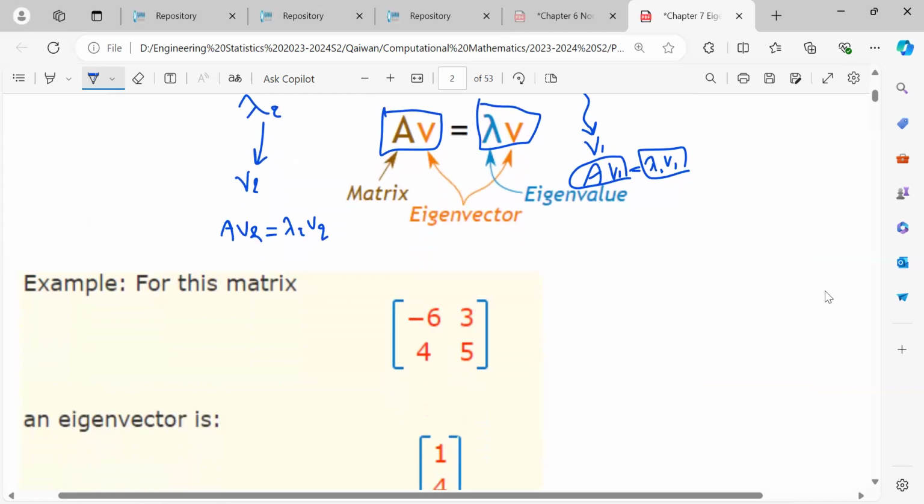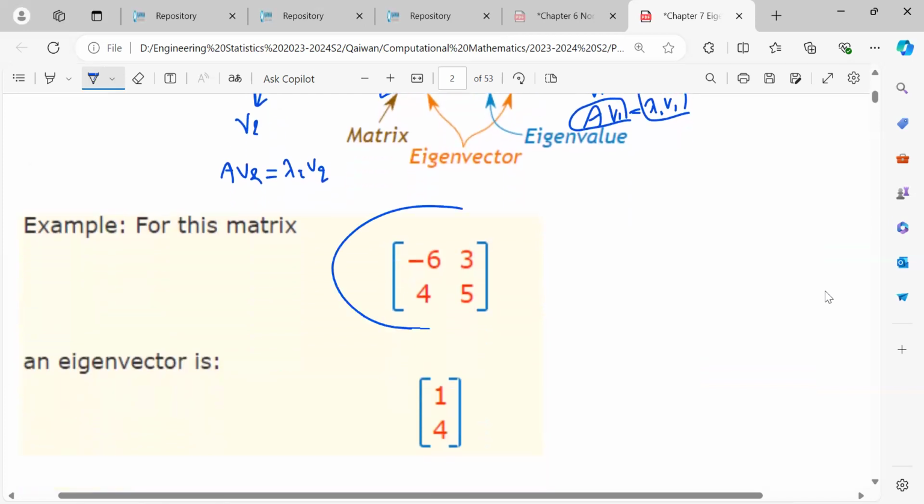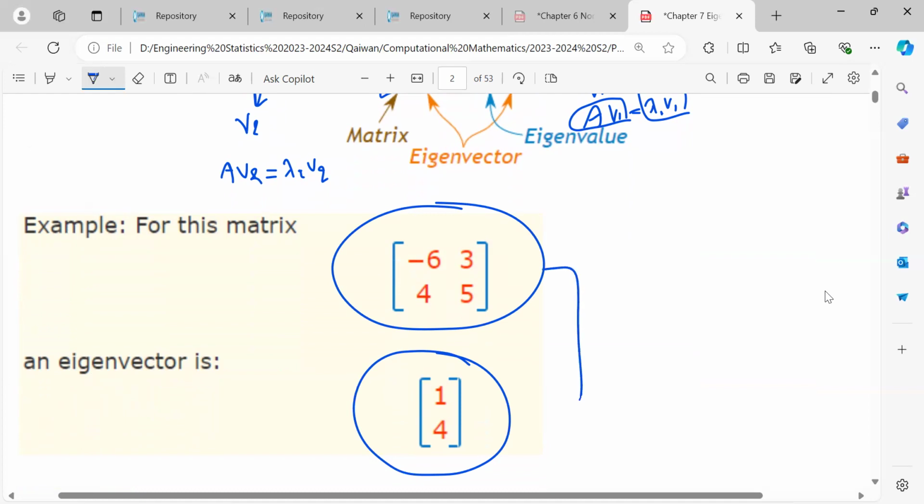Here, we have given this example. In this example, a matrix is given and its eigenvector is given. How do we find the eigenvalue corresponding to this one? This is V and this is A. We say A times V must equal lambda times V. Here lambda is unknown and we need to find it. This is V and that's A.